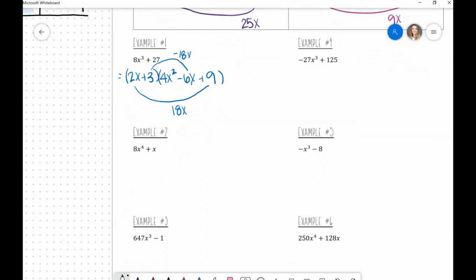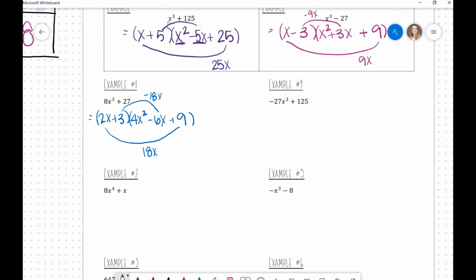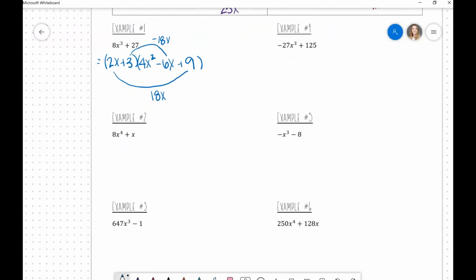Okay, so example number 2. Keep in mind that one method of factoring that's always helpful is greatest common factor. And so right away, I'm going to pull out an x. I'm then left with 8x cubed plus 1. This is the sum of cubes. That x stays out front.